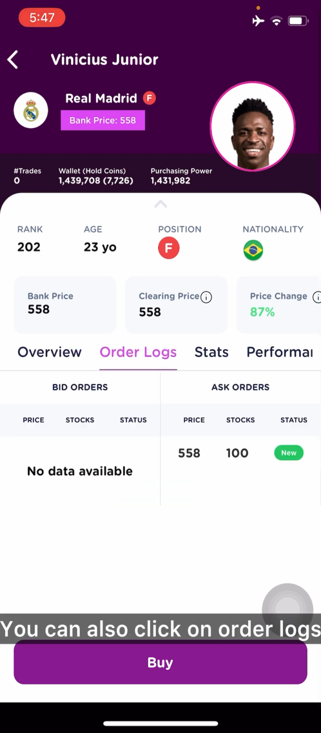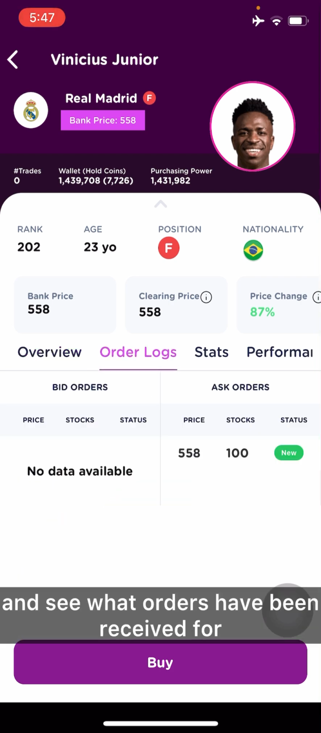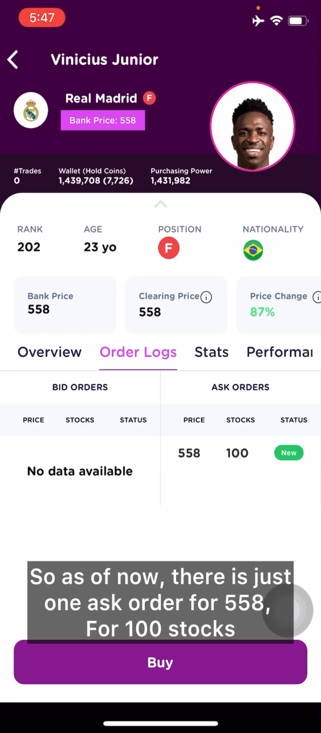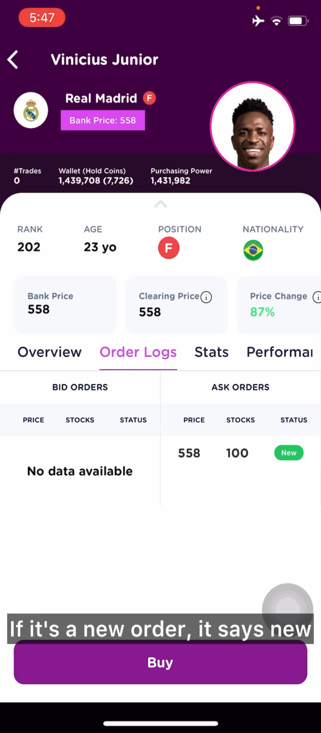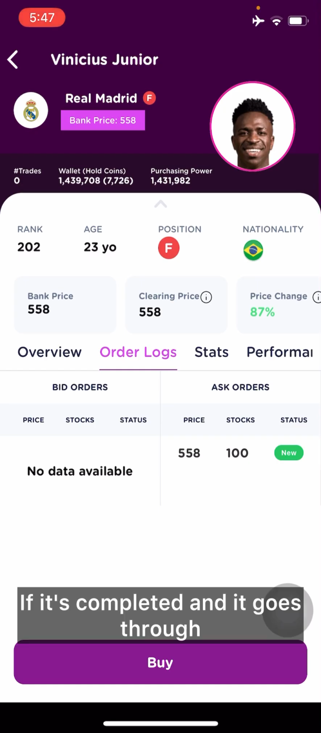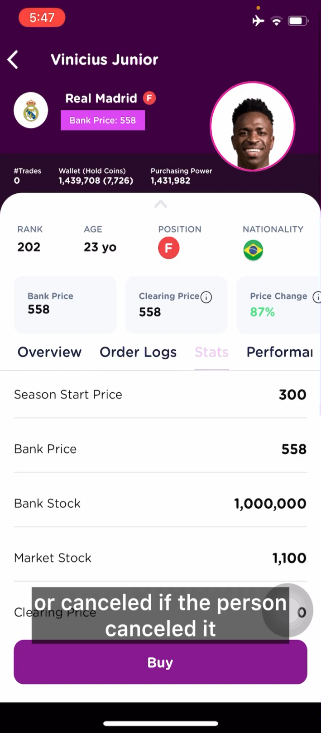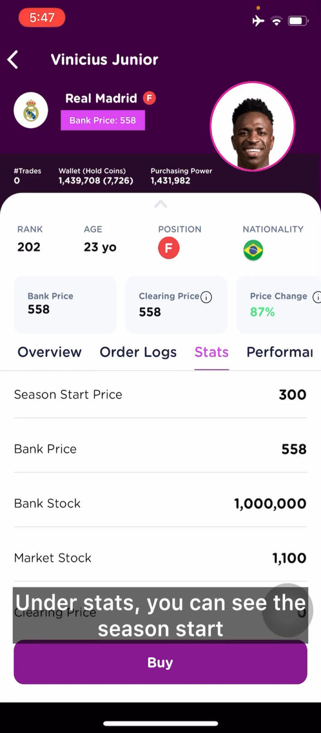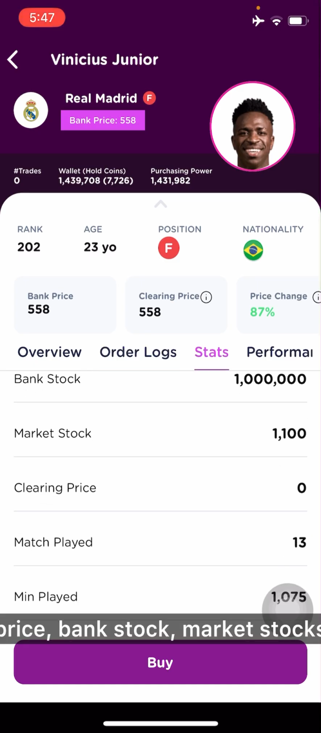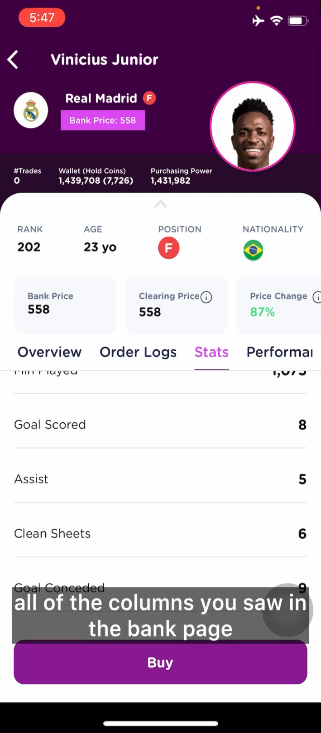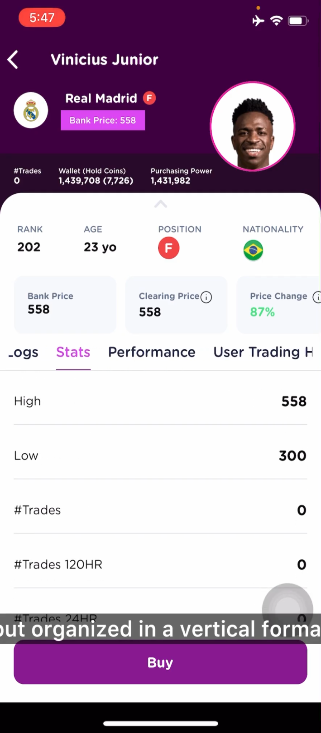You can also click on order logs and see what orders have been received for this particular player. So as of now, there is just one ask order for 558 for 100 stocks. If it's a new order, it says new. If it's completed and it goes through, then it shows completed, or cancelled if the person cancelled it. Under stats, you can see the season start price, bank stock, market stocks, all of the columns you saw in the bank page, but organized in a vertical format.